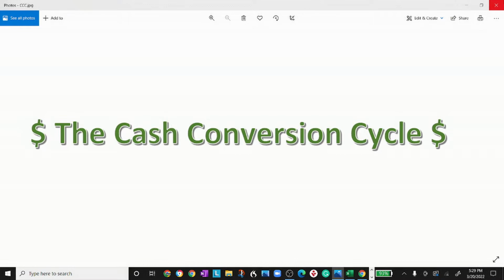The cash conversion cycle is a ratio that measures the number of days it takes for an entity to convert the investment into inventory back into cash. This is an easy way to assess a business's liquidity using the key elements of inventory, receivables, and payables.